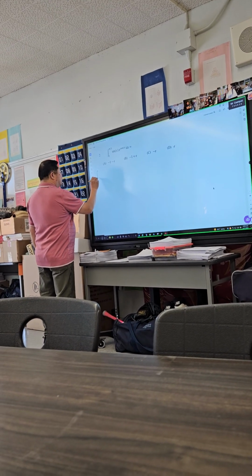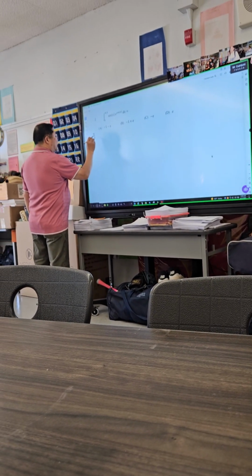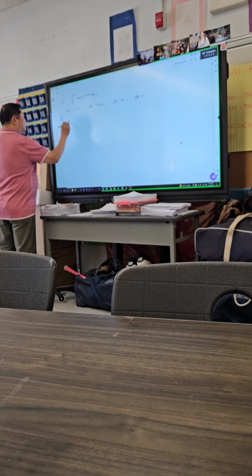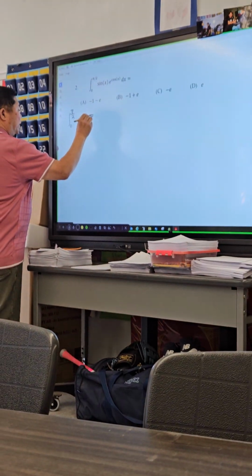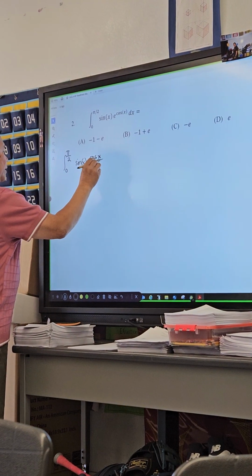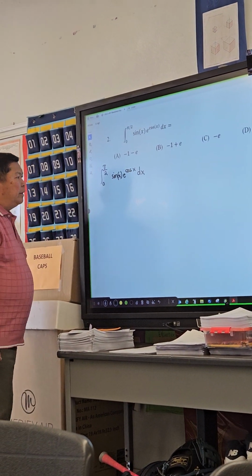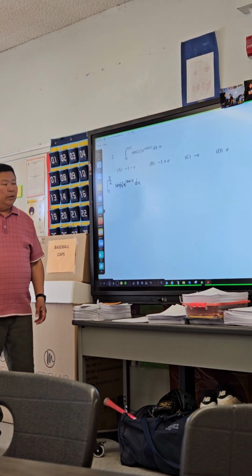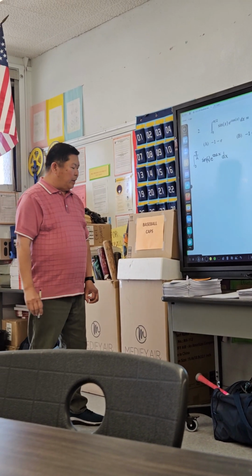The integral from 0 to pi over 2 of sine x times e to the power of cosine x dx. So, first thing that we do, I don't know if you can still remember, this one is u substitution, right? We're gonna let u be cosine.